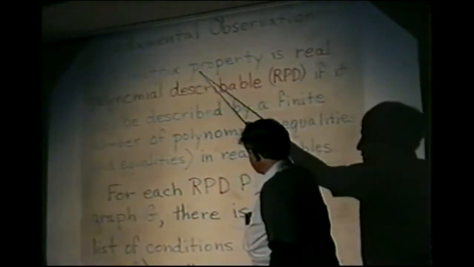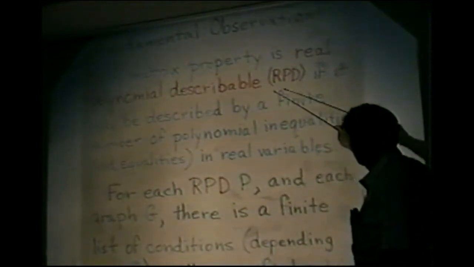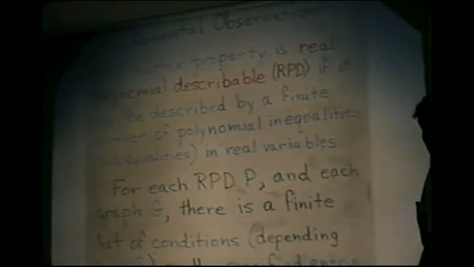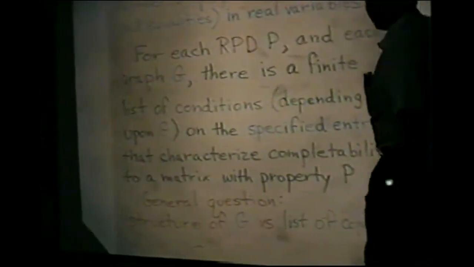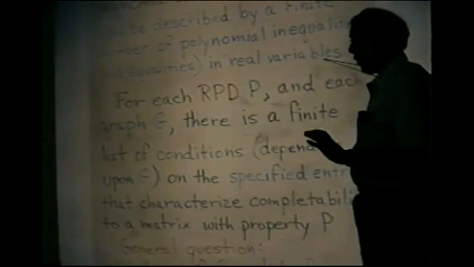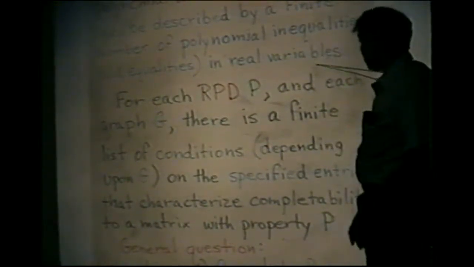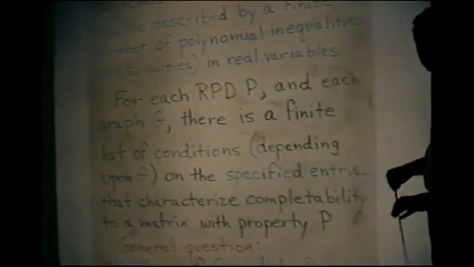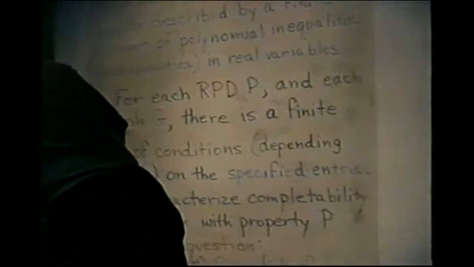property about matrices is real polynomially describable, RPD for short, if I can characterize whether or not a matrix has that property via a finite list of polynomial inequalities in real variables. Now, I don't require that the matrix itself have real entries. I only require that I can characterize this property in terms of real variables, and I'll be more specific about that in a moment.